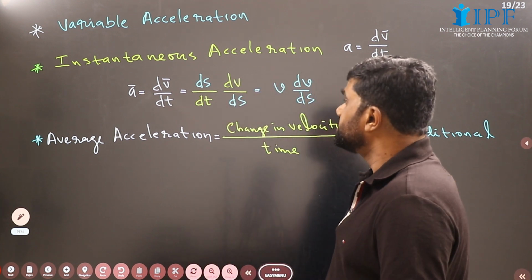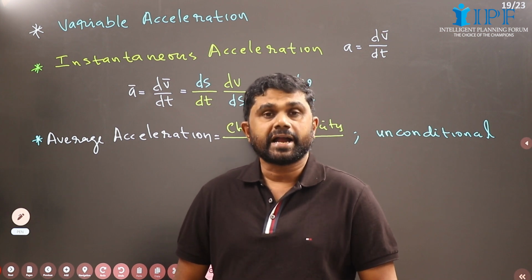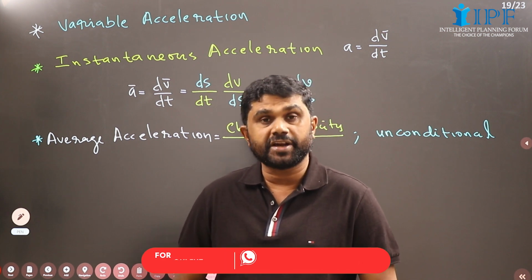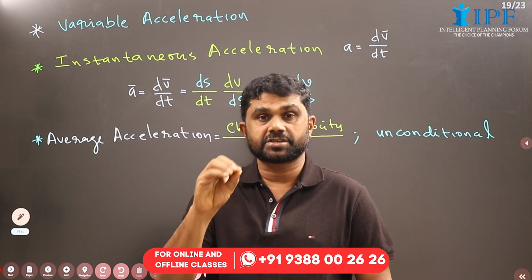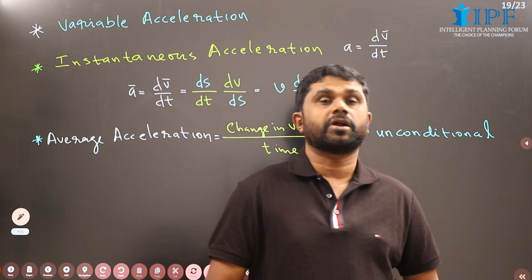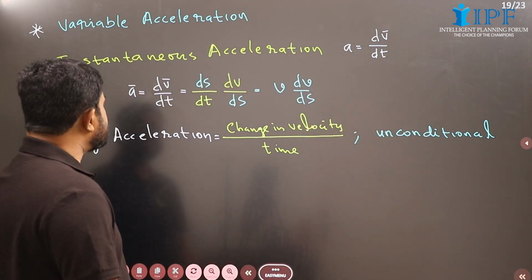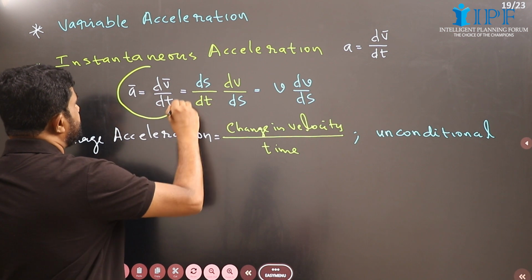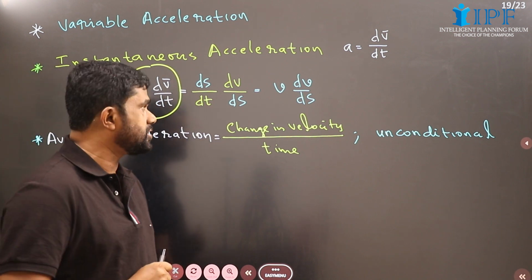Okay, now see, when a body is moving with variable acceleration, the acceleration will be different at different instants of time. So, acceleration at a particular instant is called instantaneous acceleration. And instantaneous acceleration is represented by dv by dt, the differential of velocity with respect to time.